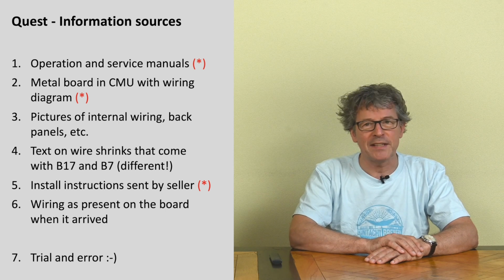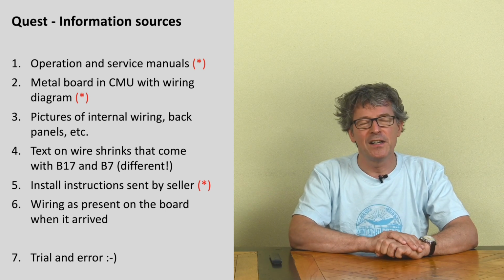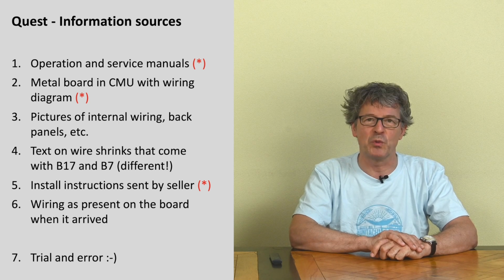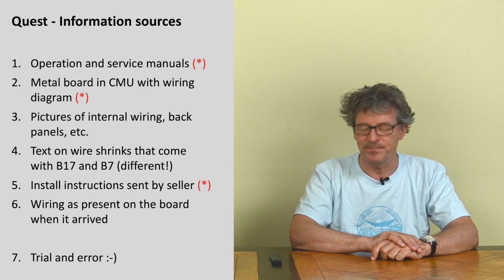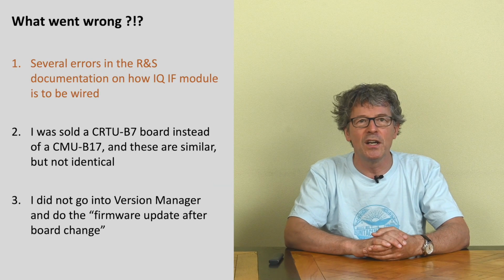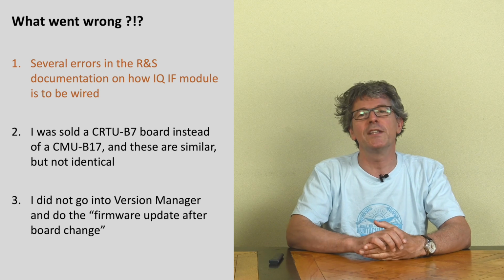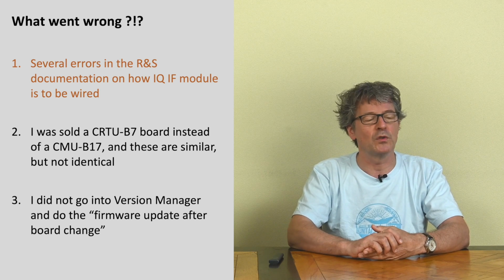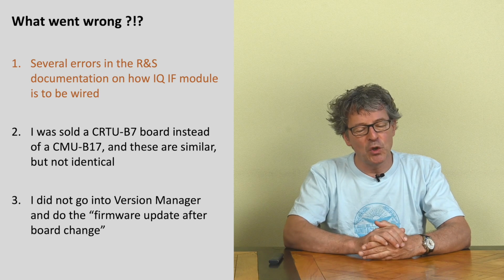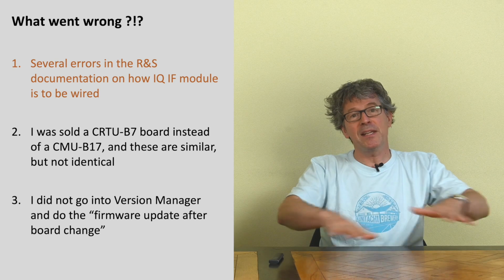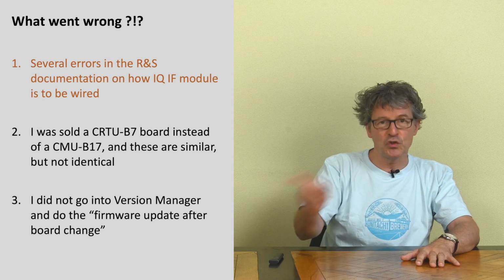What are the little red asterisks that you see here on the screen? Well, those are the information sources where at least some errors were appearing in hindsight. Actually, I'm going to talk about each of these three points one by one. So let me first focus on the problems that I had with some of the documentation of Rohde & Schwarz. And I'm going to talk here specifically about the documentation on the big metal plate that you have on the top of the unit.